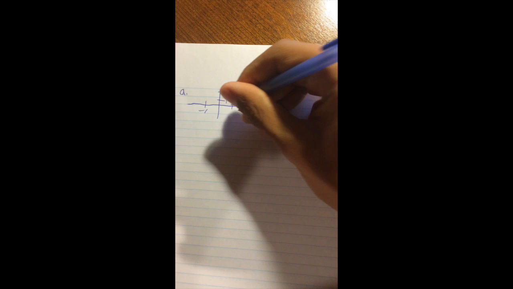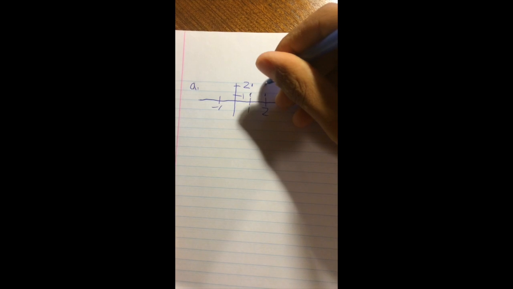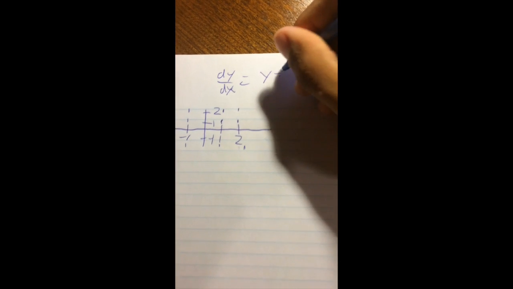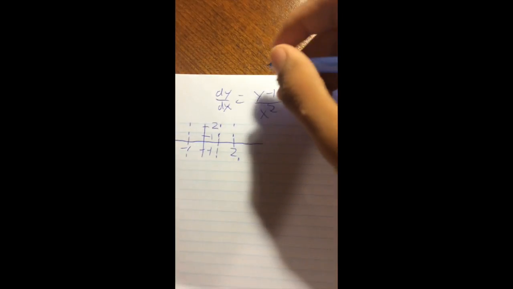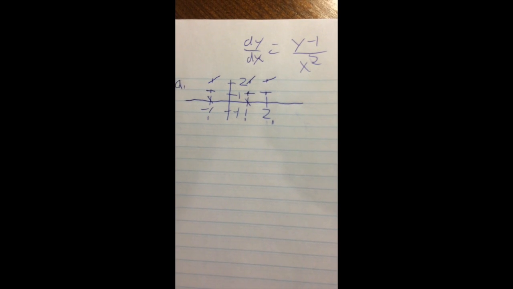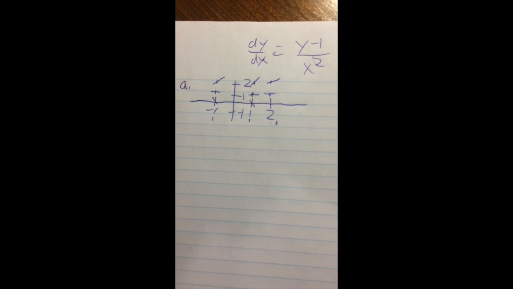And this takes just a couple seconds. So we're drawing the slope field for the equation dy over dx equals (y minus 1) over x squared. I'll draw it out really quickly, but all of you know how to do that. So here's the slope field for (y minus 1) over x squared, and that's the first part of the question.